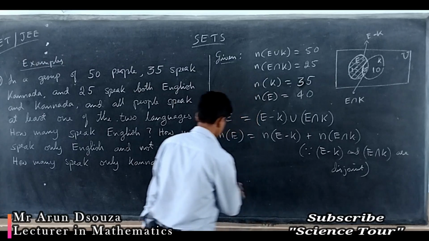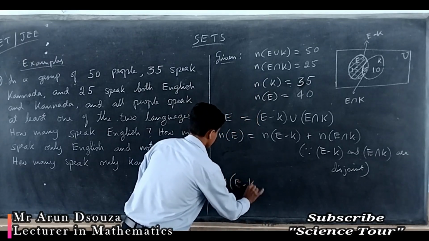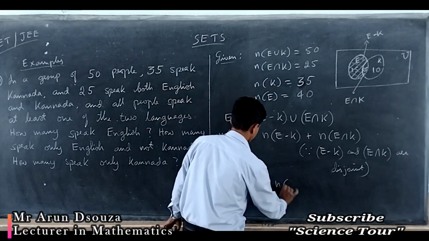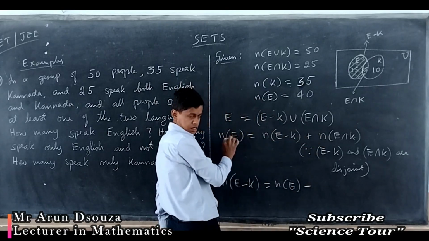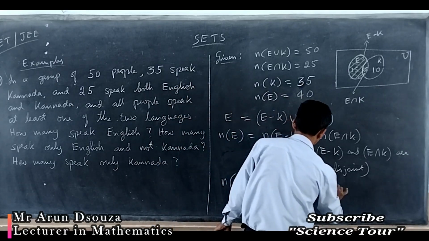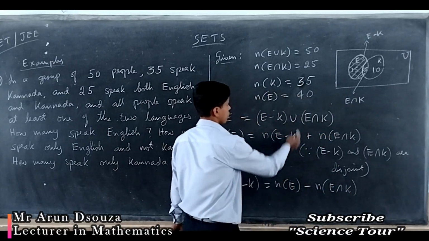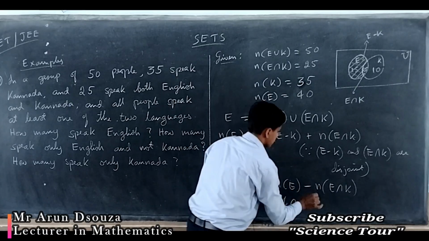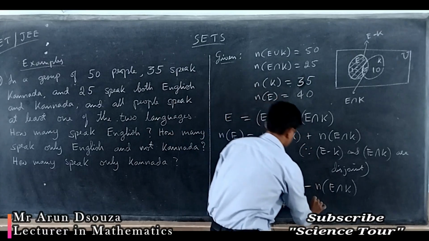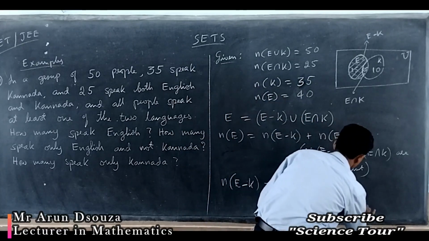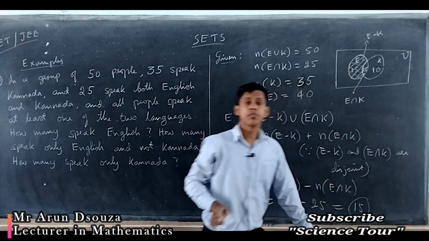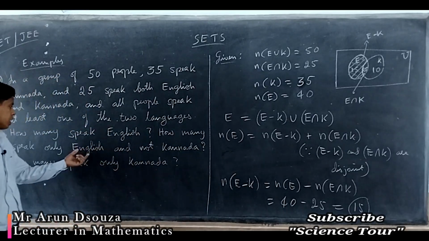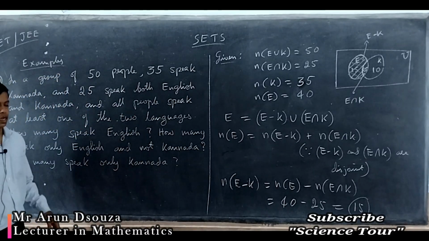So now what is N of E minus K? See, N of E minus K is N of E minus, yes, bring it this side, N of E intersection K. Now what is N of E? N of E is 40, which we got from the previous answer, minus N of E intersection K, which is 25, and that gives you 15, and that's the answer, only English. So 15 people speak only English and not Kannada.